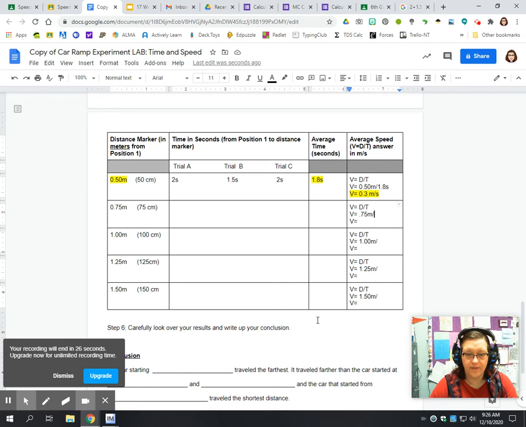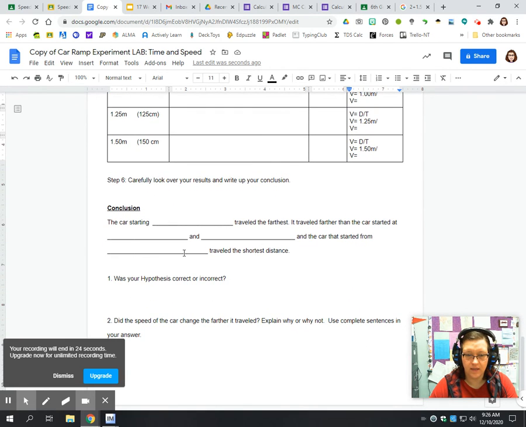So after you have your speeds, you can figure out which one was the fastest, the slowest, which ones were in between, just like we did on Tuesday. Start with fastest and slowest, biggest and smallest numbers, and then answer 1 and 2.